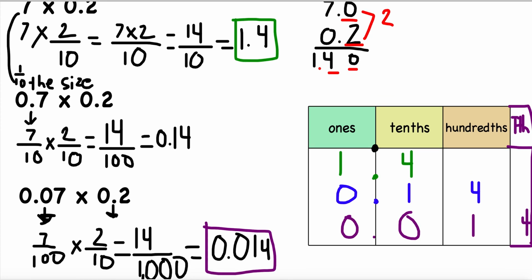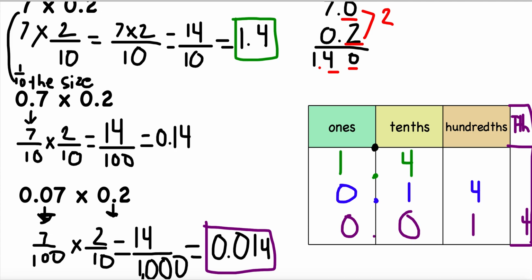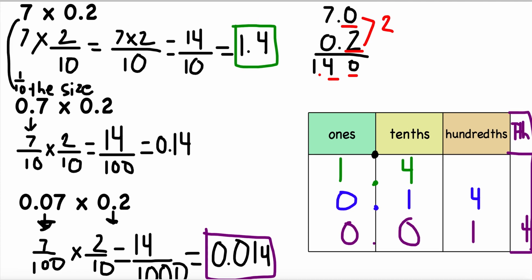And it helps us think about how the size of our products relate to the size of the factors. But mainly, we really saw that there are multiple ways to think about multiplying decimals. We could use standard algorithm, the way that we learned how to multiply decimals. Or since we know fractions and decimals are so related, we could rewrite these decimals as fractions and multiply them the way we know how to multiply fractions.